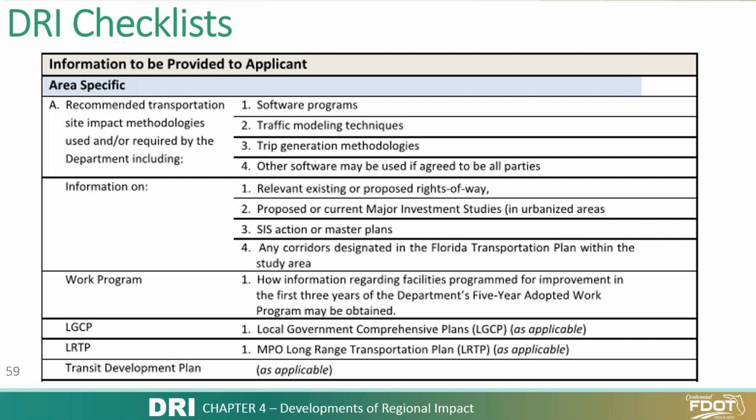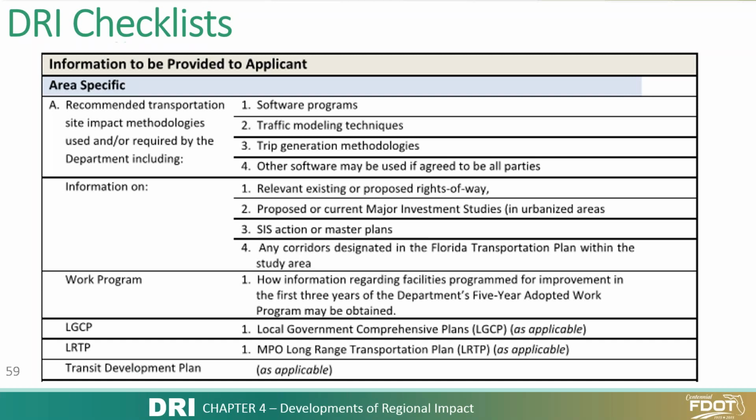Now, DRI checklists. There are several checklists that are available to you as a help when you're reviewing approved DRIs. They're at the back of Chapter 4 in the handbook. Of significance to you would be checklist number 5 in regards to DRI reporting review, and checklist number 7 that I mentioned earlier for NOPCs.